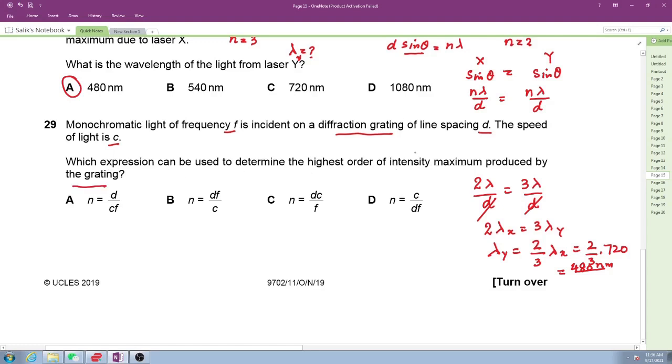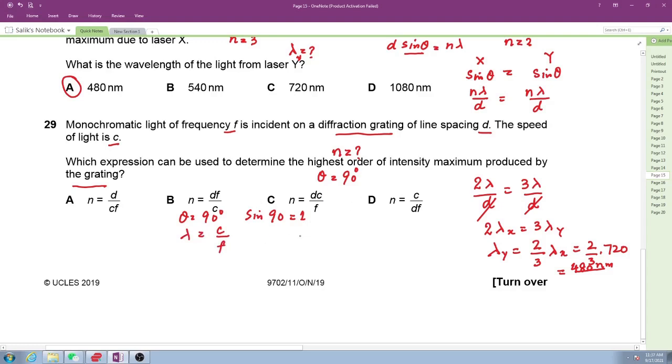So we are going to find the highest order, which means n. We get the highest order when the angle is 90 degrees, so this is one piece of information for us. The formula is d sin theta equals n lambda. As theta is 90 degrees, sin 90 degrees equals 1. Now lambda equals c over f, that is, v by f, or c by f here.